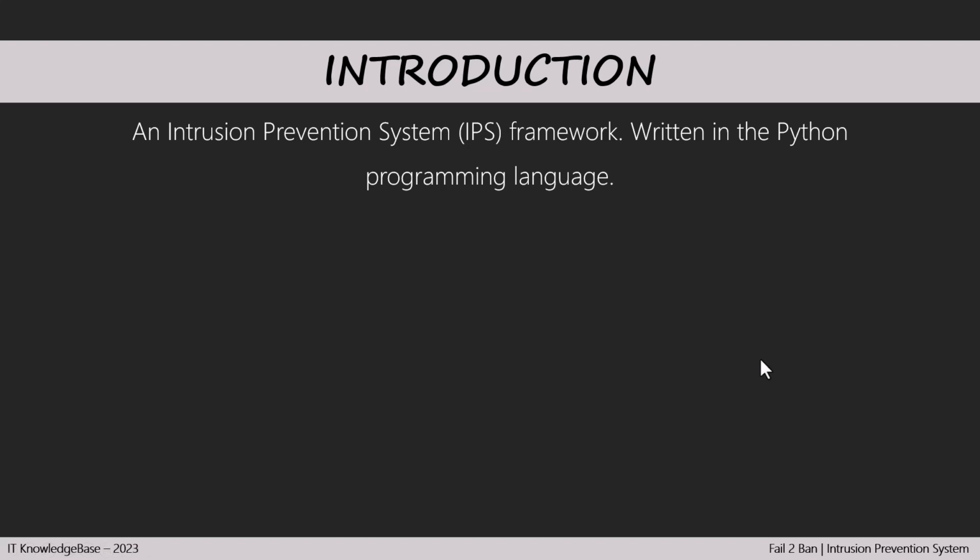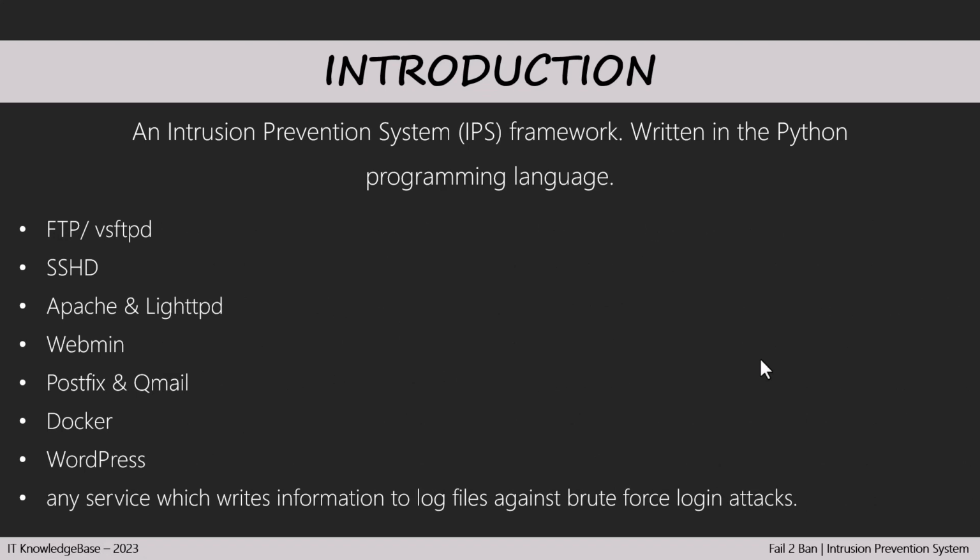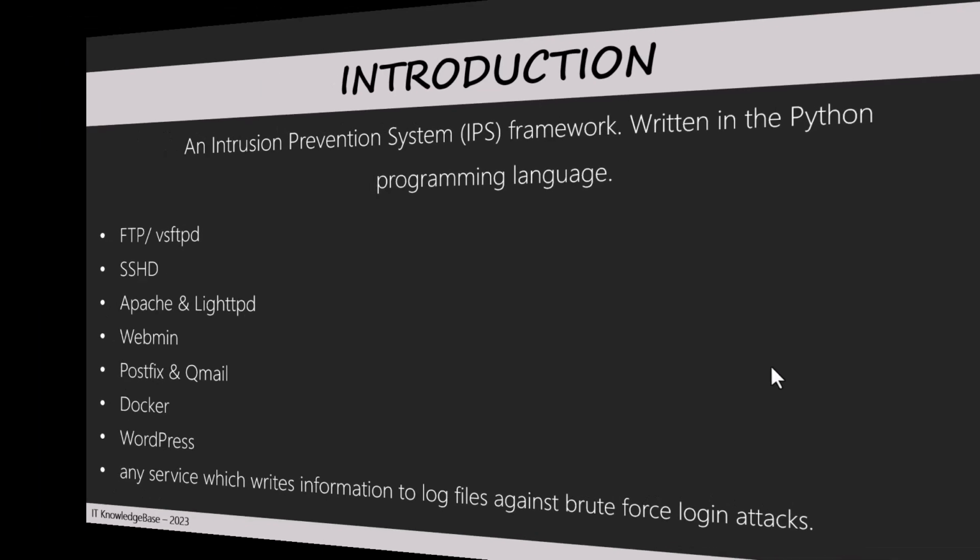Fail2Ban is not limited to SSH. It also provides protection for different services such as FTP, Apache, Webmin, Docker, WordPress, and essentially any service which writes information to log files, against brute force login attacks. Later in this video, I will show how easy it is to install and configure Fail2Ban to enhance your Linux security and protect your servers from all sorts of internal and external attacks.